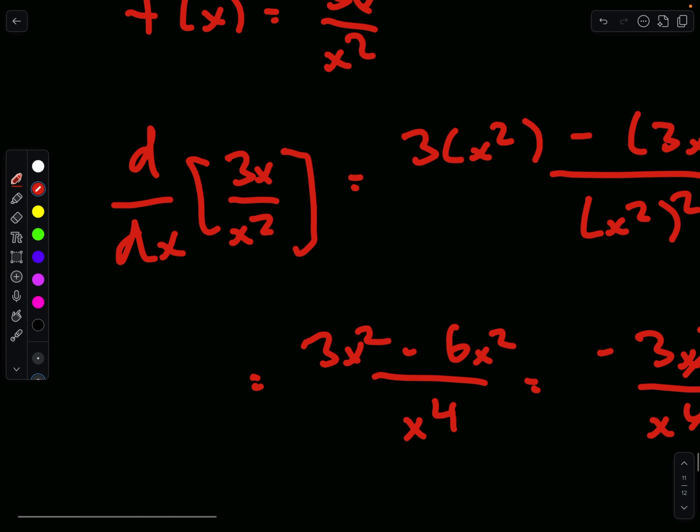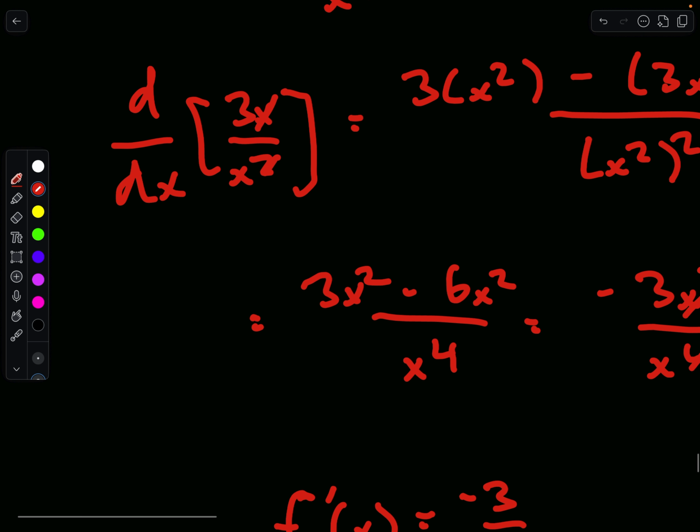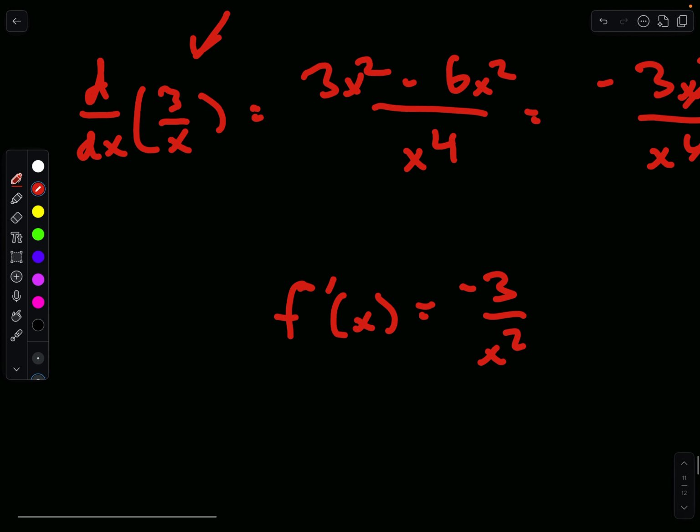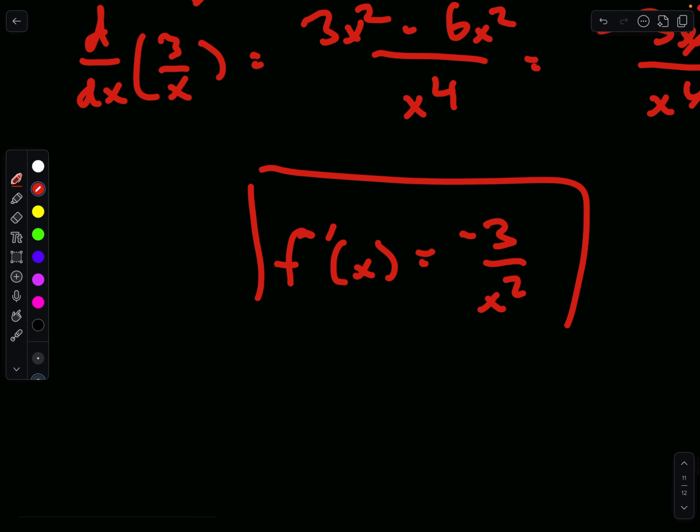You can see this, if we canceled here, this would become d/dx of 3 over x, which by power rule gives us this. So that's how you use the quotient rule to find a derivative.